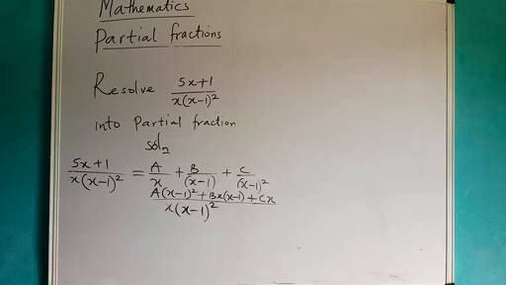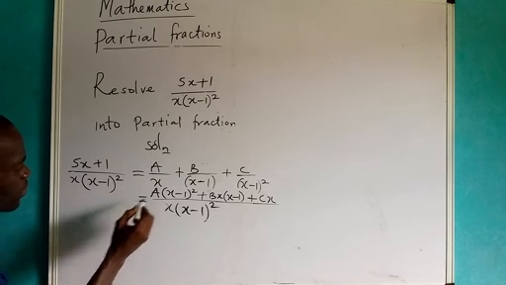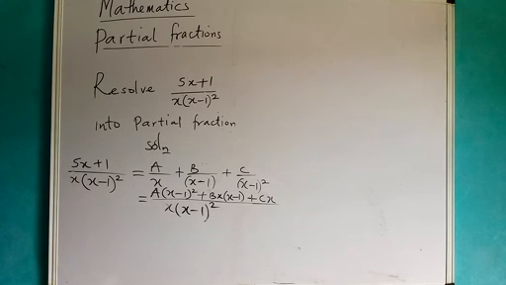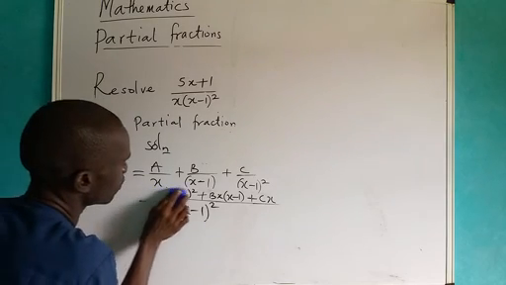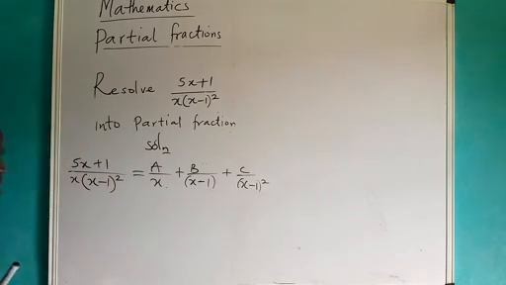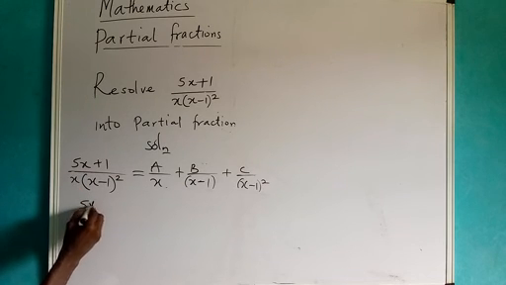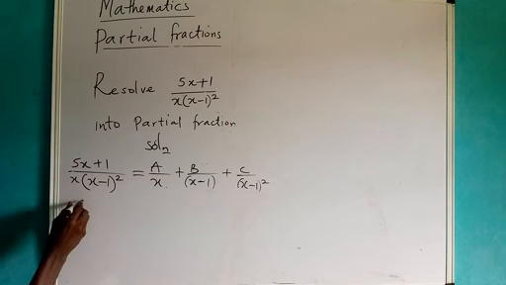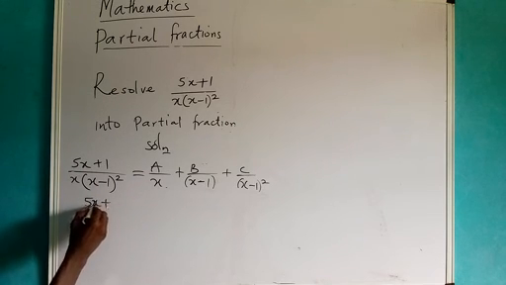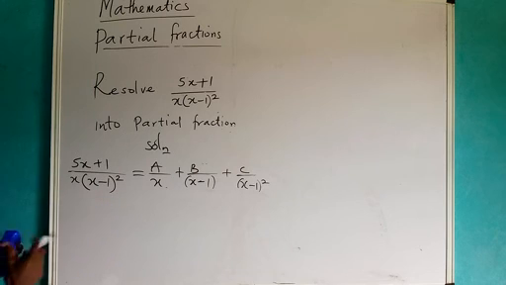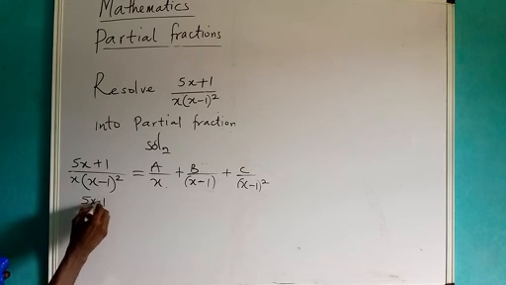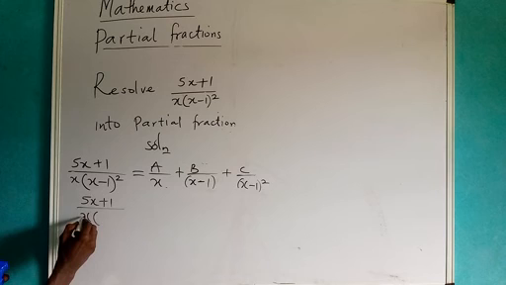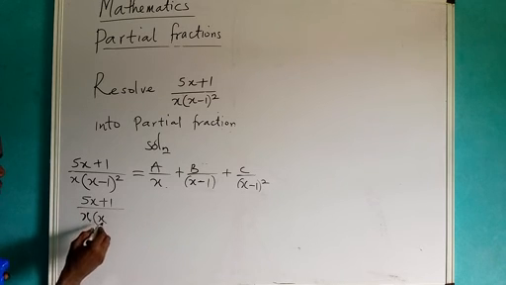It means that in this case now, I think I will also repeat this side. Please let me bring this one down so that I have a space there. Repeating this one, it is 5s plus 1 over s, here is going to be s.